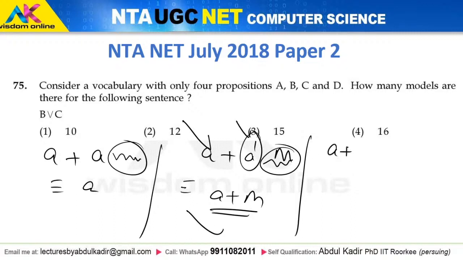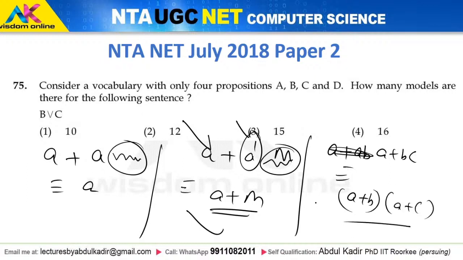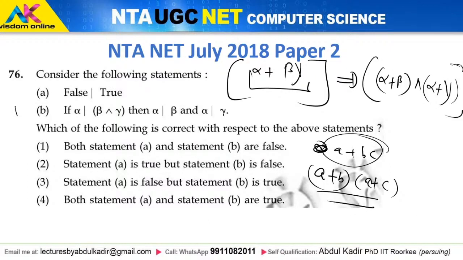And what is another thing? Another thing is A plus BC. A plus BC is nothing but, this is the distributive property. So what can we do? A plus B and A plus C. So this is the distributive property. Actually you will see option B is just the distributive property.